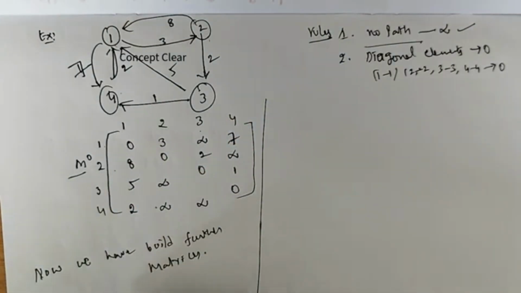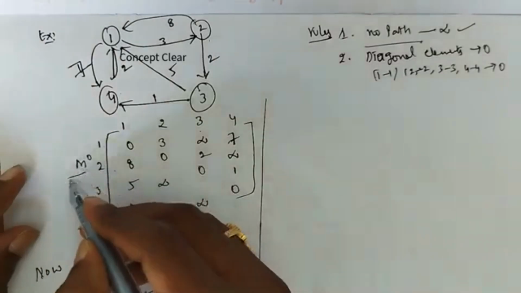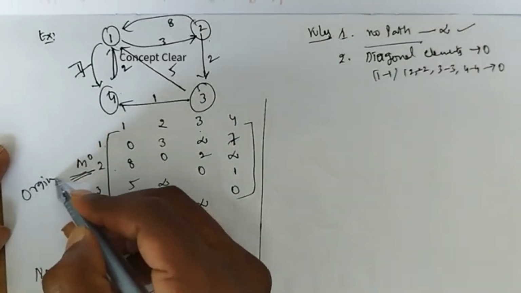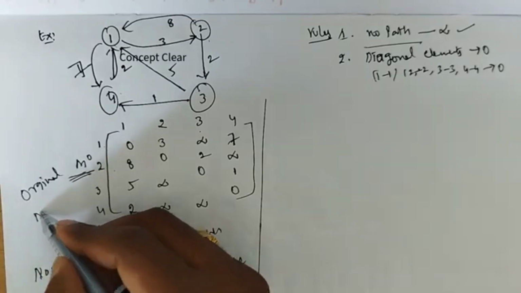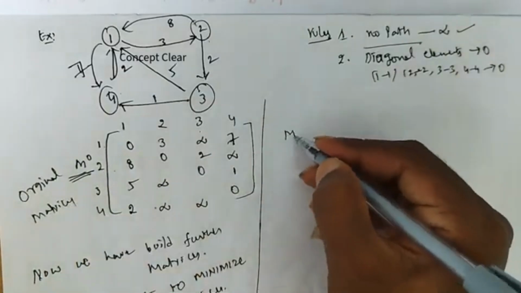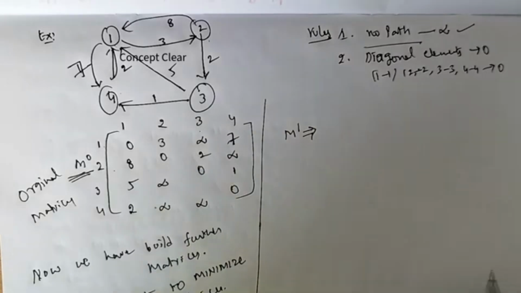We have to try to minimize matrices. Okay, it is M1. M0 is the original matrix. Next one is the M1 matrix. We have to draw the M1 matrix. What does the M1 matrix mean?